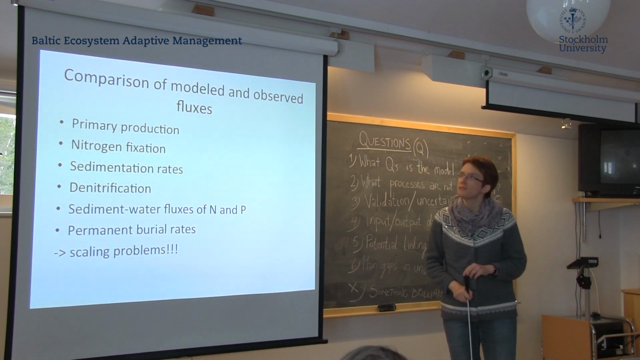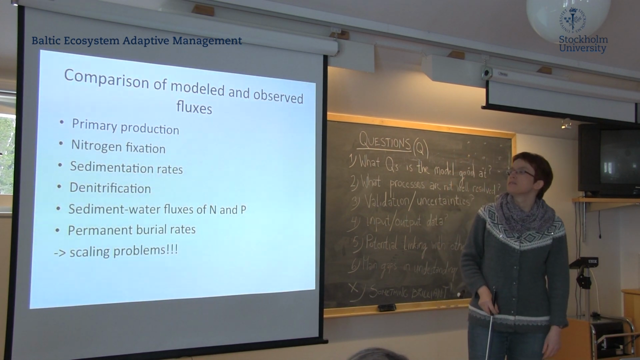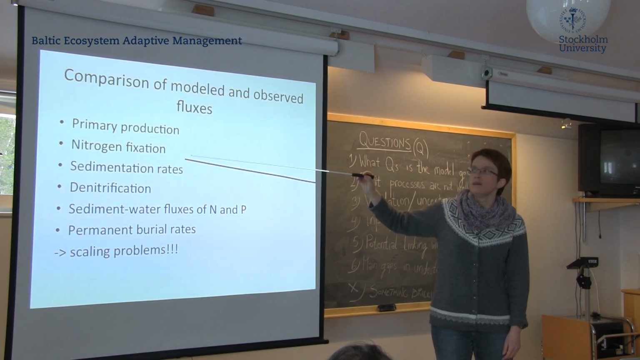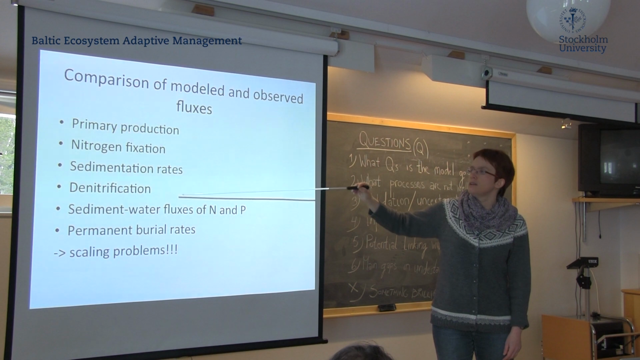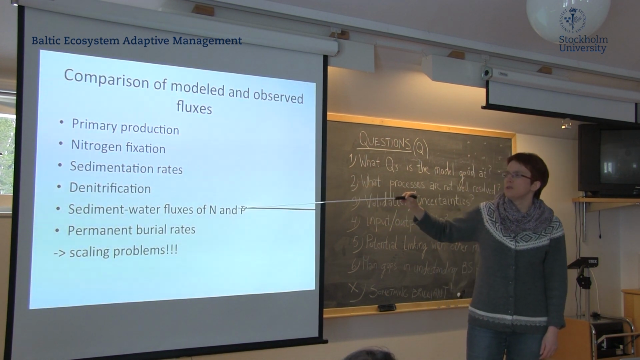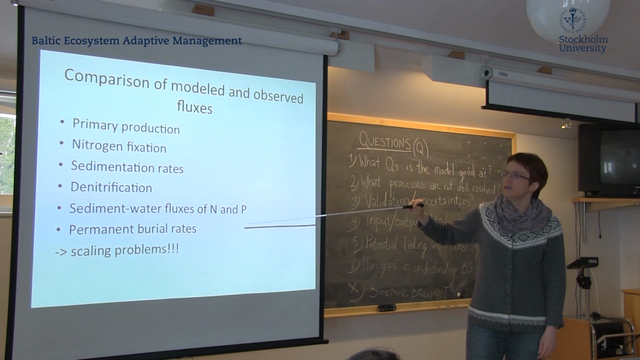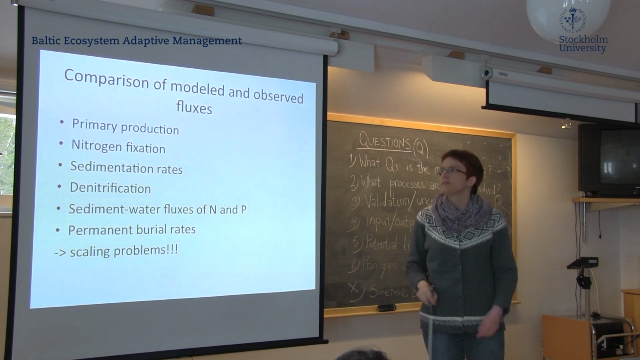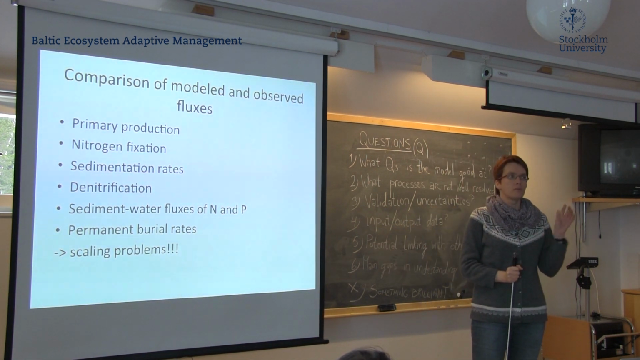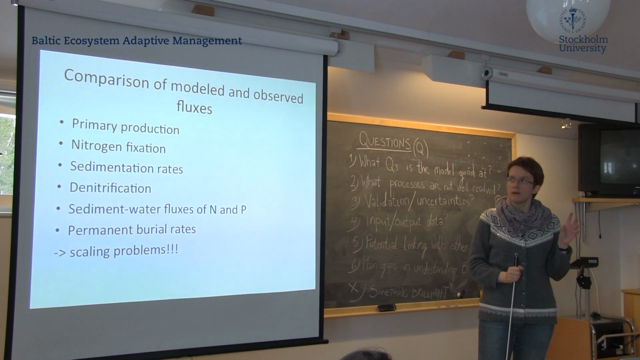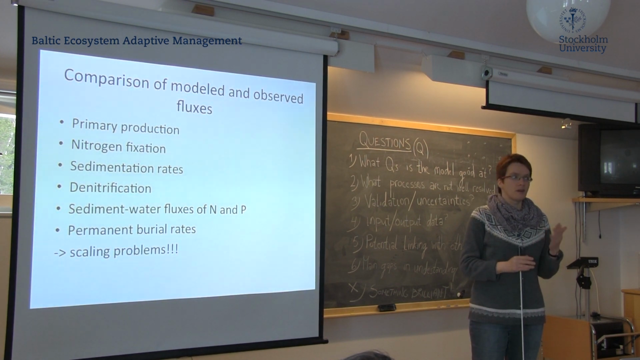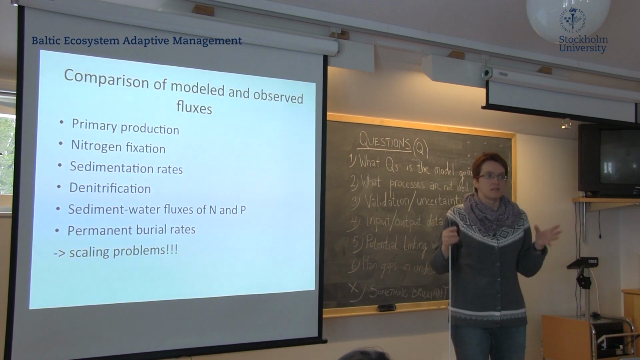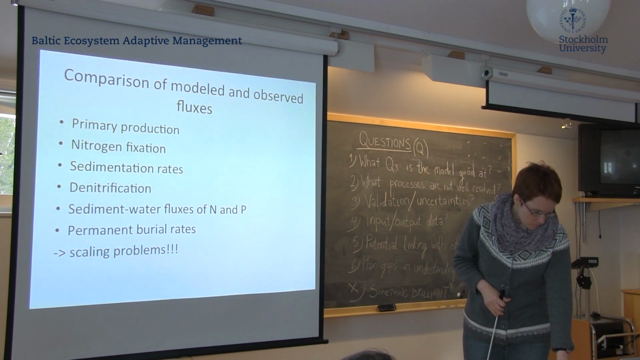What you also try to do is compare some fluxes to published estimates. So one candidate is primary production, nitrogen fixation. You can find in the literature estimates of sedimentation rates, denitrification, and also some sediment water fluxes of nitrogen and phosphorus. You can find some estimates for permanent burial rates in the sediment. But we have used those as a check whether our model does something reasonable. But the problem is, how do you scale from point type of measurements to basin scale fluxes in a model? So that's not so straightforward.